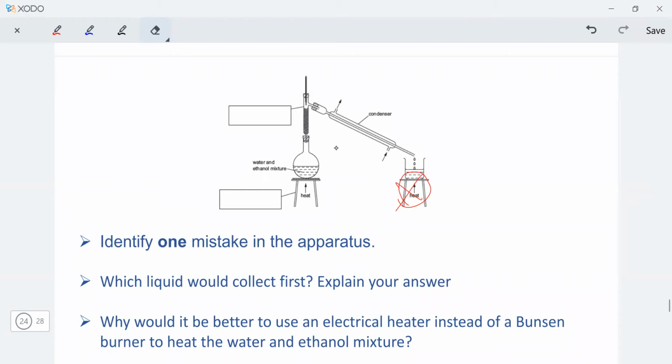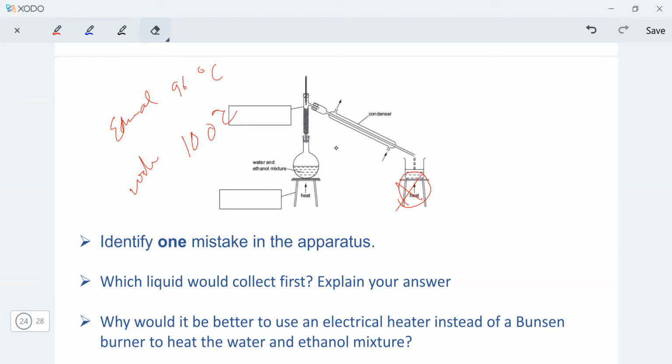Which liquid is going to collect first? Again, he's going to read the question well: the one which has the lower boiling point. I'm going to tell you that. Let's say that ethanol has a boiling point of like 96 degrees Celsius, and I do have, let's say, water, which boils at 100 degrees Celsius. So which one will be collected first? The one which has the lower boiling point. So I'm going to say here ethanol. Why? Because it has a lower boiling point.